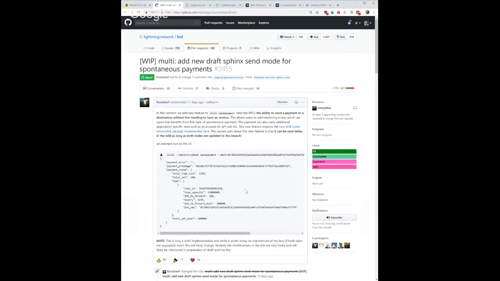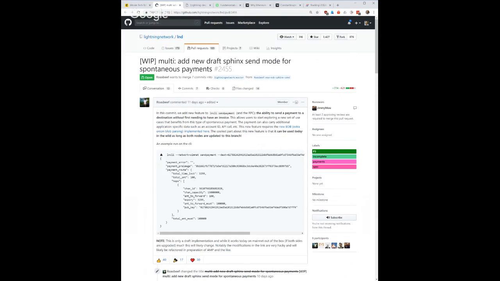All right, next one is a new draft, Sphinx send mode for spontaneous payments. So this is by Roast Beef, or a lot of people know him as Lalu. He's the lead developer at Lightning Labs, and he's been working obviously on Lightning for quite a while.